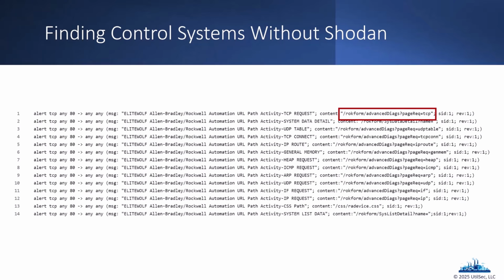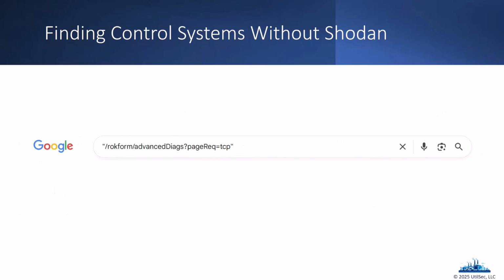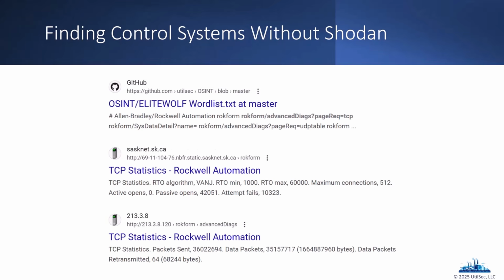And then I realized, wait a minute, that's a URL. Well, we can put URLs in search engines like Google. So it's like, okay, let's take that, run a search, and then we can actually find PLCs that are connected to the internet by running Google searches.